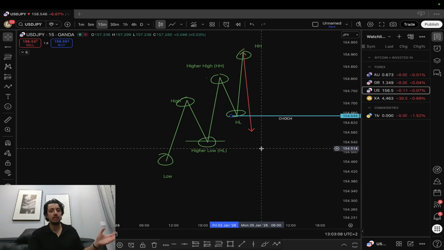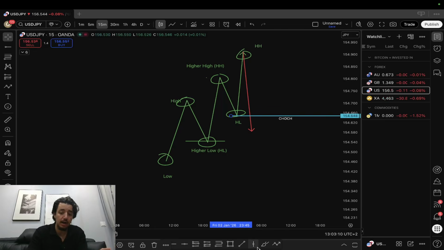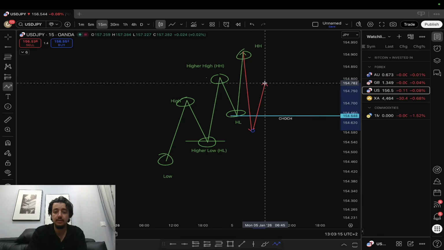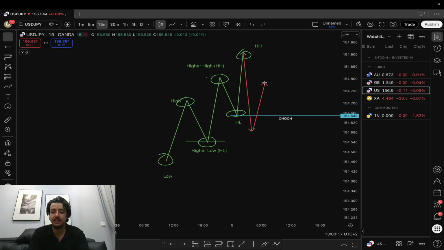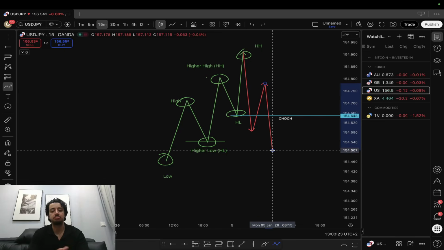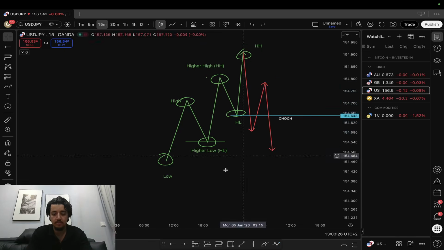Now, are we in a downtrend? Technically, yes. How sure are we? Not that sure. So what do we want? We want the next couple of candles to respect this high, and after that, close below the low. That's it.